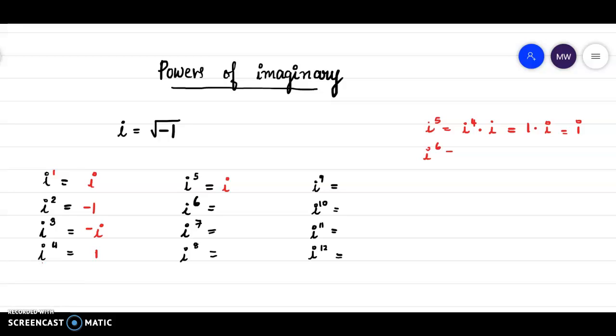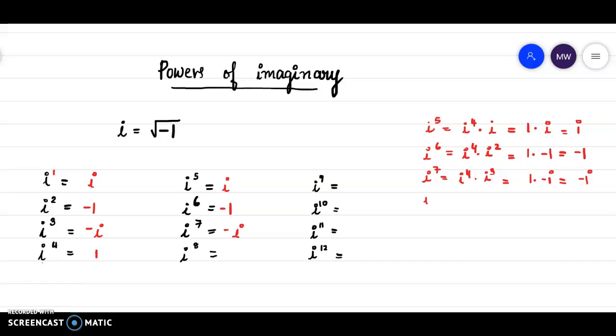How do I find i to the sixth? I can take i to the fourth times i squared. I know i to the fourth power is 1, and i squared, from the first column, is -1. So 1 times -1, my answer is -1. Now i to the seventh power, again, I can do i to the fourth times i to the third. I to the fourth is 1, and i to the third from the previous column is -i. So when you multiply 1 times -i, you get -i.